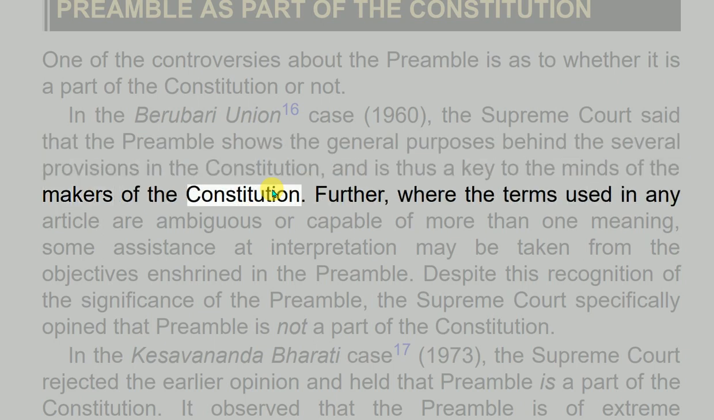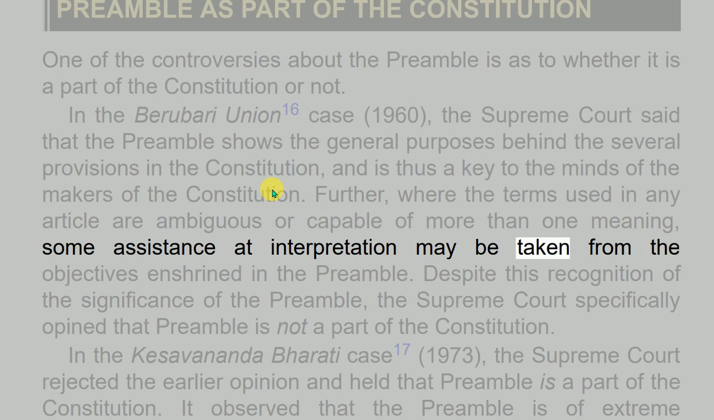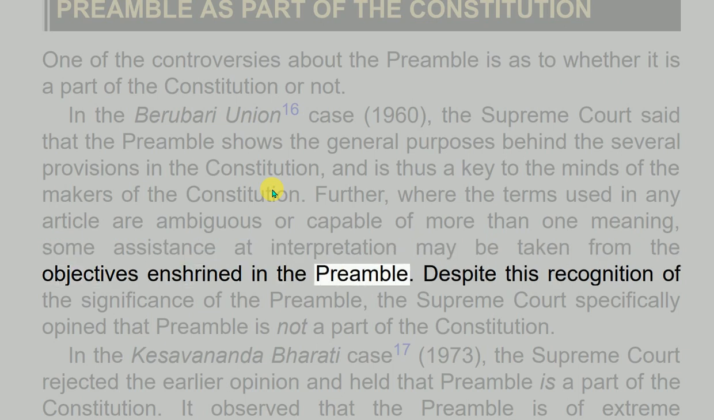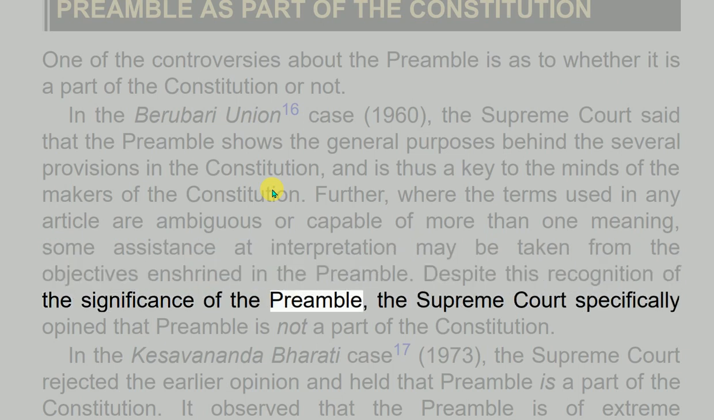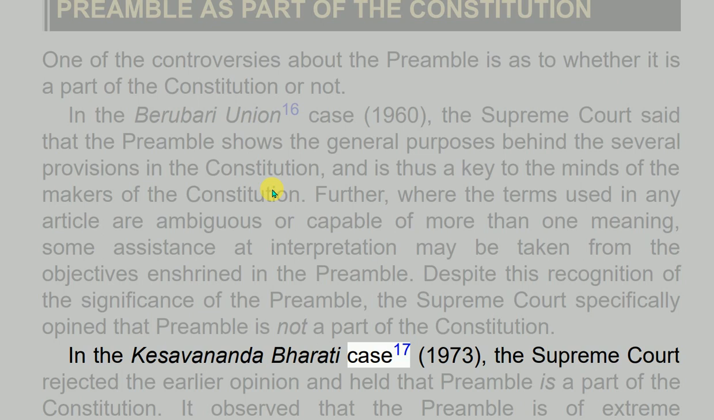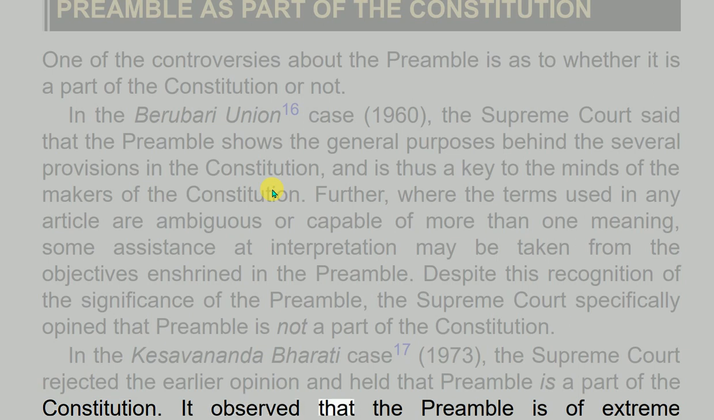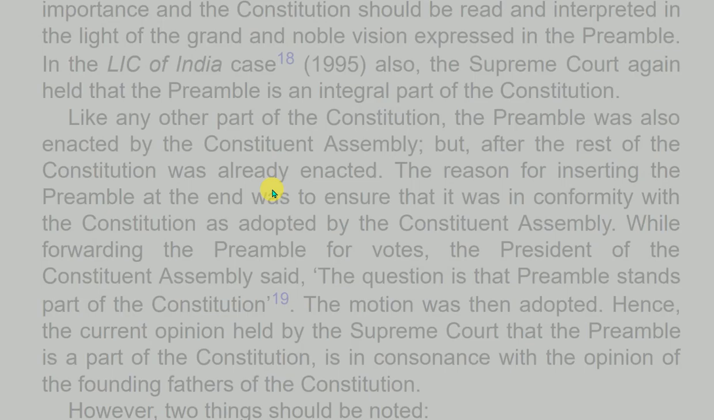Further, where the terms used in any article are ambiguous or capable of more than one meaning, some assistance at interpretation may be taken from the objectives enshrined in the preamble. Despite this recognition of the significance of the preamble, the Supreme Court specifically opined that preamble is not a part of the Constitution. In the Keshavananda Bharati case, 1973, the Supreme Court rejected the earlier opinion and held that preamble is a part of the Constitution. It observed that the preamble is of extreme importance and the Constitution should be read and interpreted in the light of the grand and noble vision expressed in the preamble.